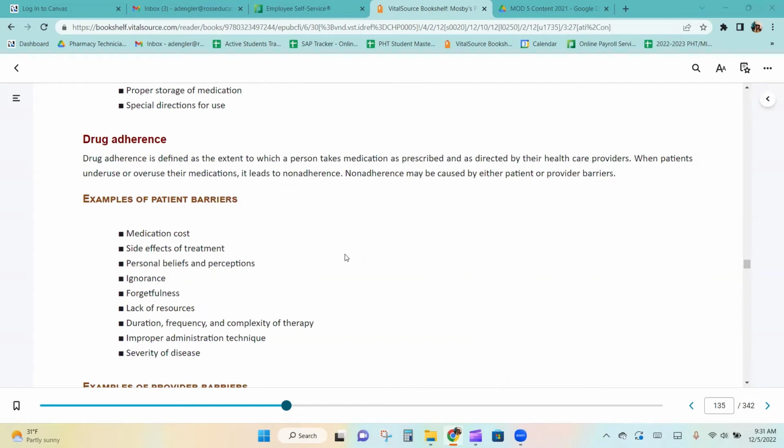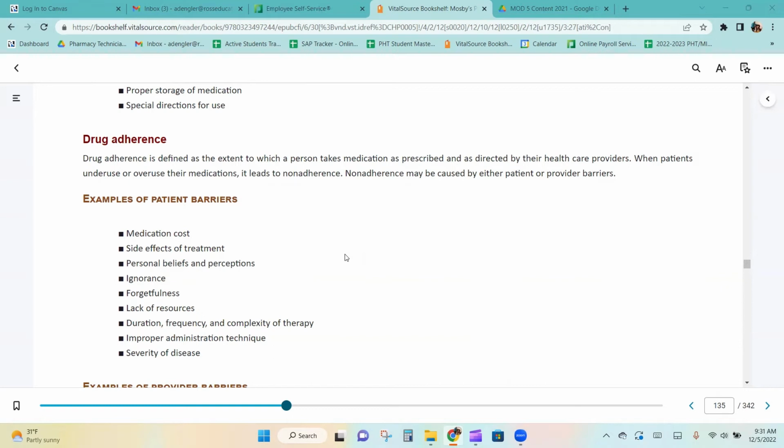Drug adherence is defined as the extent to which a person takes medication as prescribed and is directed by their healthcare providers. When patients underuse or overuse their medication, it leads to non-adherence. Non-adherence may be caused by either patient or provider barriers.